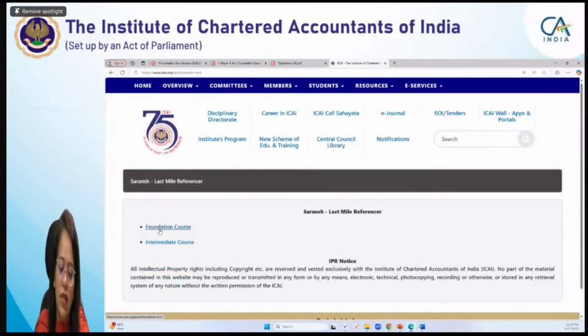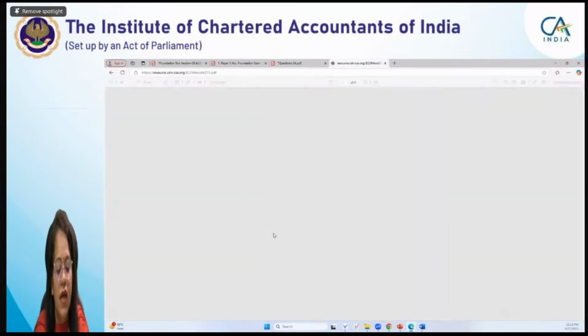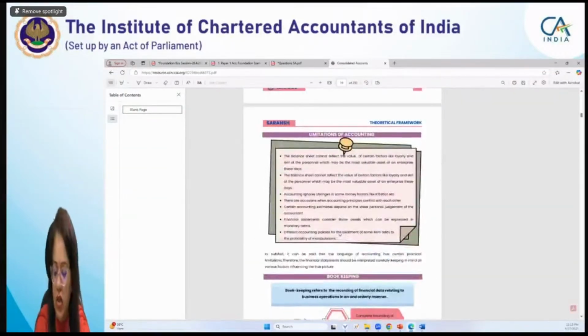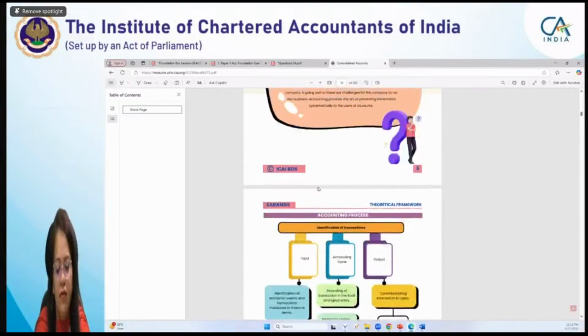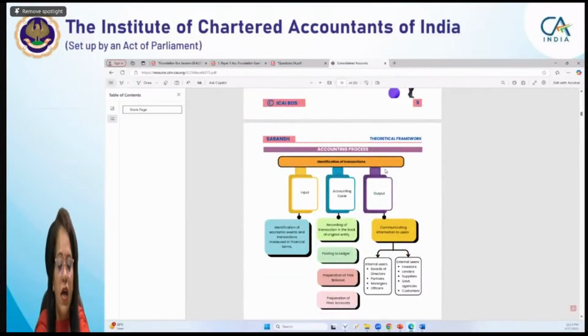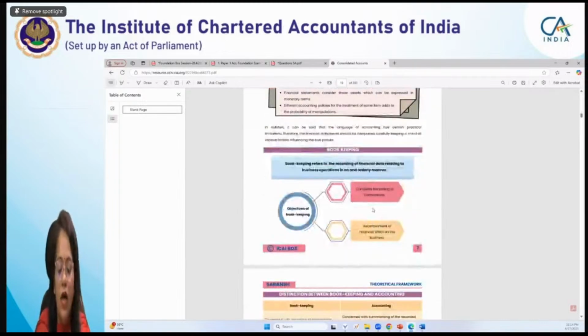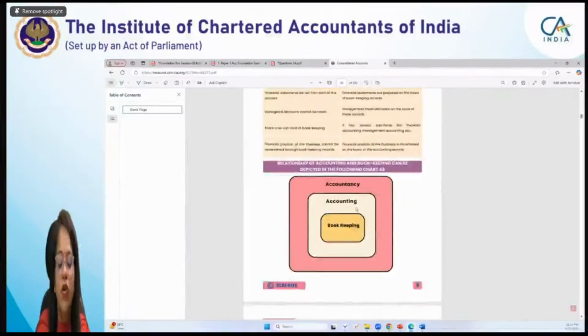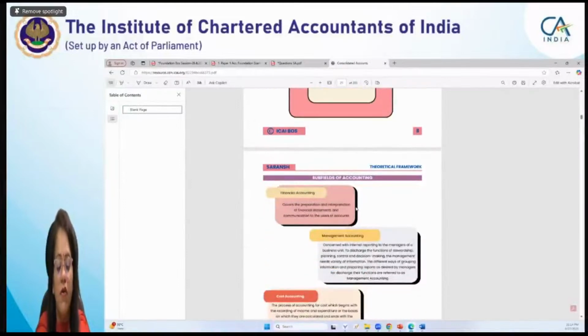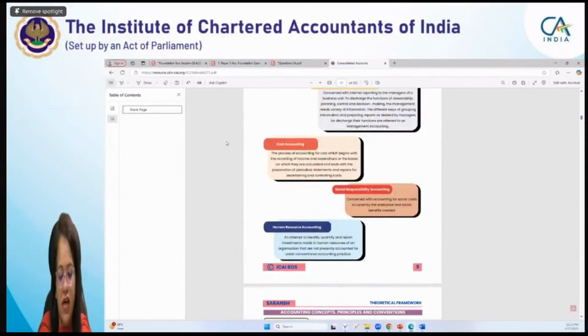where most of the concepts are covered, and you can see the Saransh in the notes form booklet, where you have, see, accounting, identification of transactions, what is the input and what is the accounting cycle and output. So in small contents, the book has been prepared to help you revise the concepts. But yes, this book doesn't substitute your study material. You should have a thorough understanding of your study material. All right.